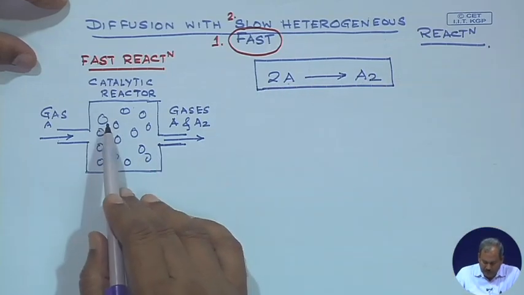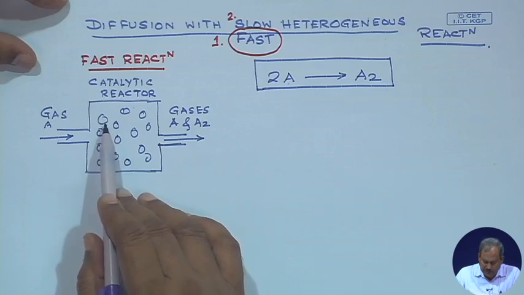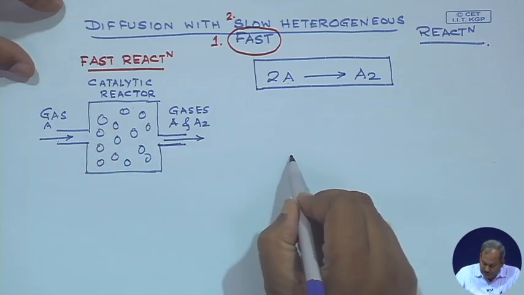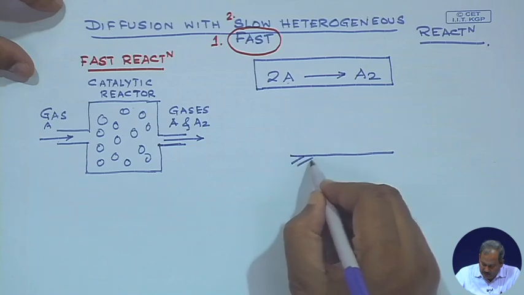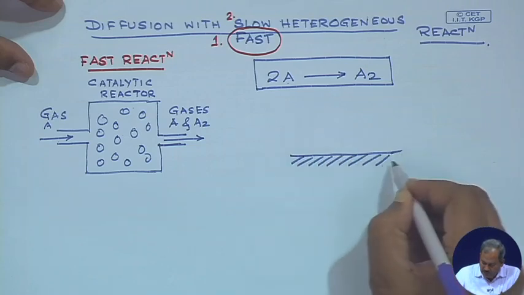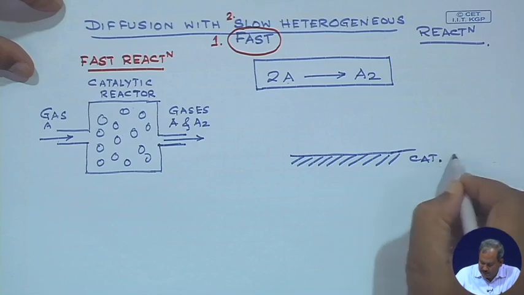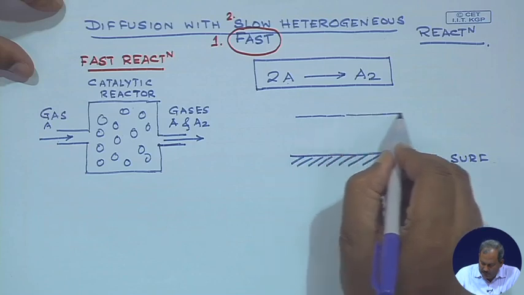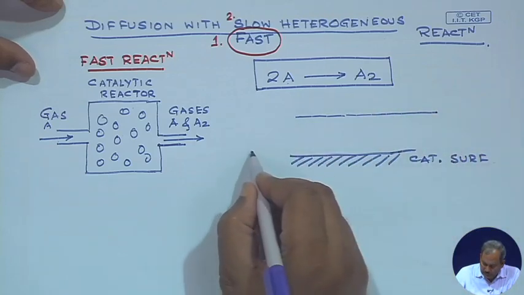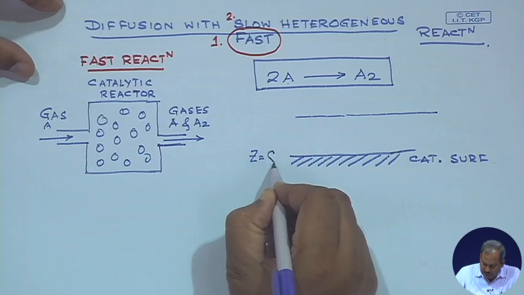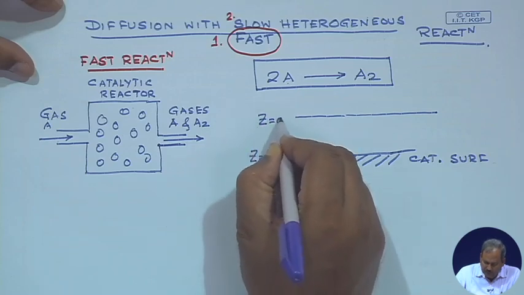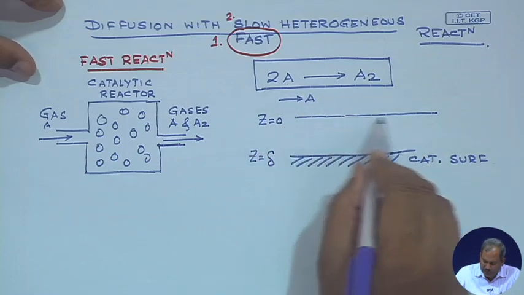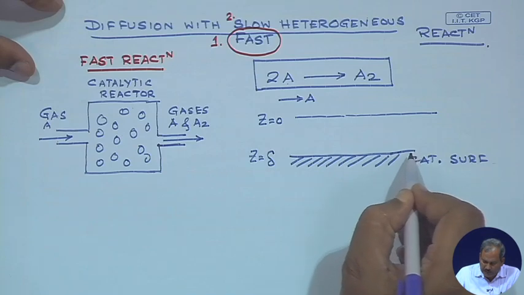Now, these catalytic particles, fundamentally it's easier to handle if we assume that the catalyst surface looks something like this. So, this is the catalyst surface on which the reaction takes place. This is the catalytic surface which is surrounded by a thin stagnant film. This is at z equals delta and this is at z equals 0. So, what you have here is A molecules moving over this stagnant film that surrounds the catalyst surface.